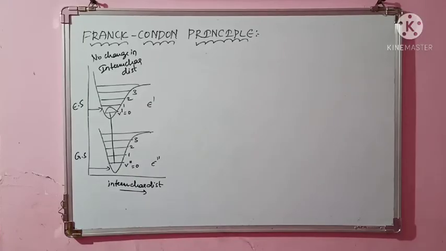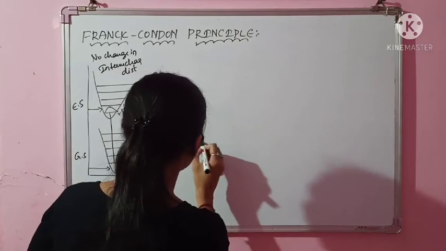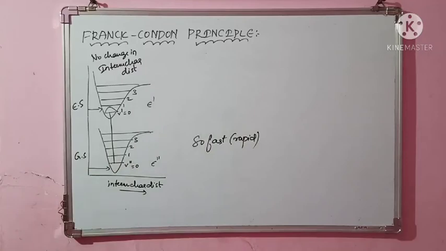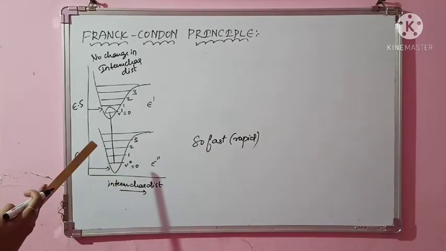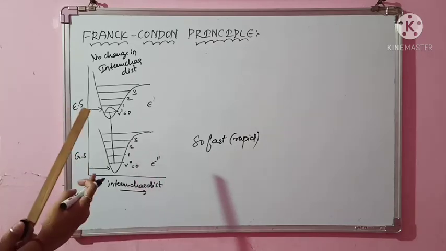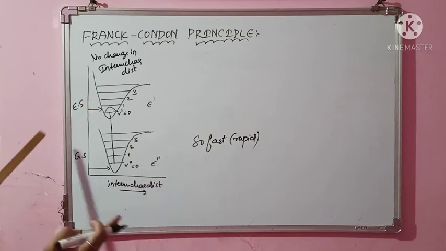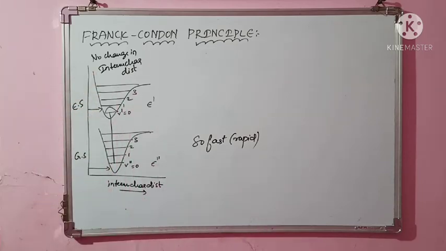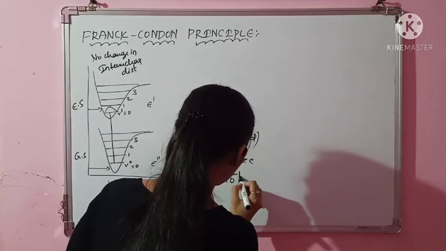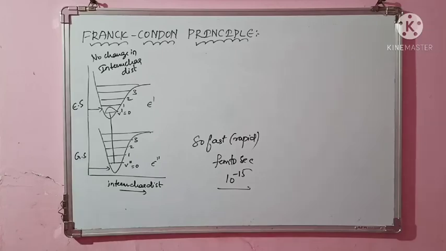So what the Franck-Condon principle states is that electronic transitions are so fast, so rapid, that there is no change in the internuclear distance. Before the vibration occurs, before the molecule undergoes vibration or the internuclear distance increases, your electronic transitions will take place in femtoseconds. Remember, in femtoseconds, that is 10 raised to minus 15, at such a rapid speed. So it indicates that it doesn't affect any of the vibration.